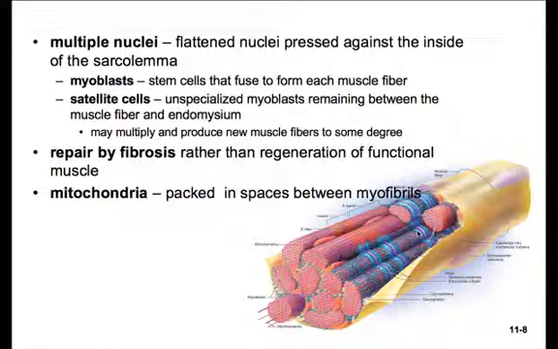We also see a lot of mitochondria packed in the spaces between the myofibrils. These mitochondria are very important in our slow oxidative muscle function. They need to do all the metabolism to generate the ATP necessary to fuel the muscle's conversion into mechanical energy.